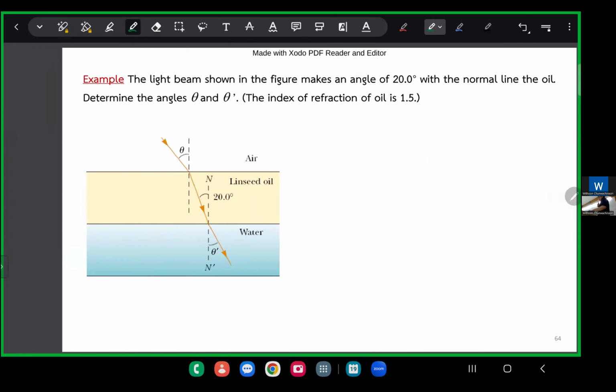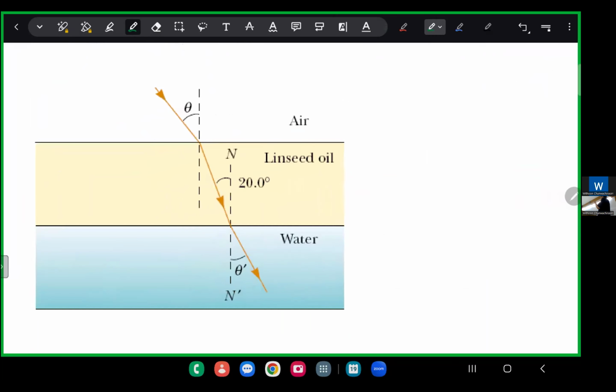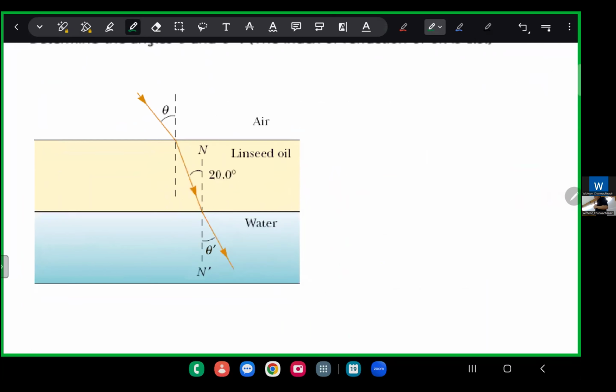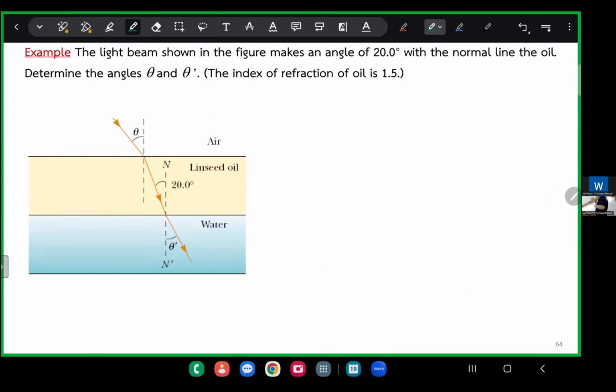You have air on top, oil in the middle, and water in the bottom. This is exactly what happens when you spill oil on water. The oil just stays on top as a layer on the water surface. And that is something that really happens. So the light hits the top surface, goes through the oil layer and tries to enter water. What do you worry about?